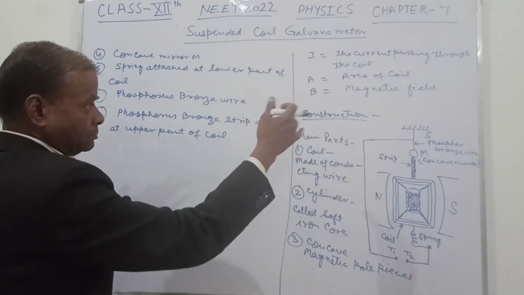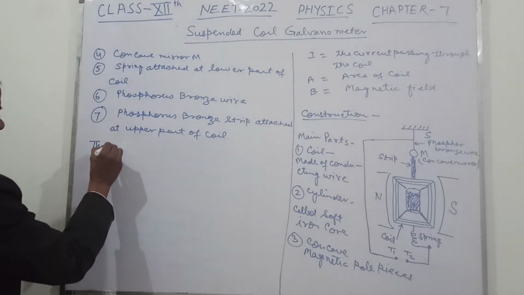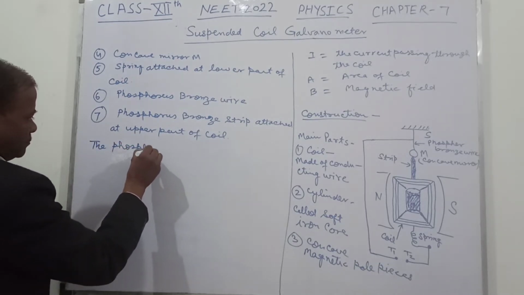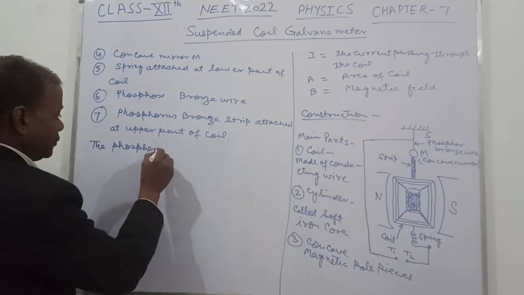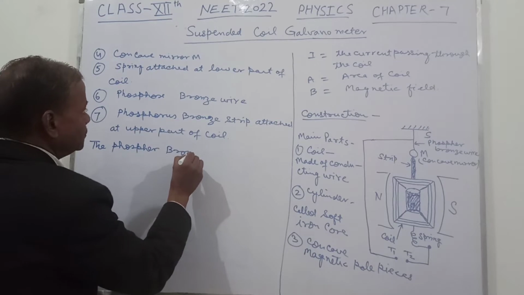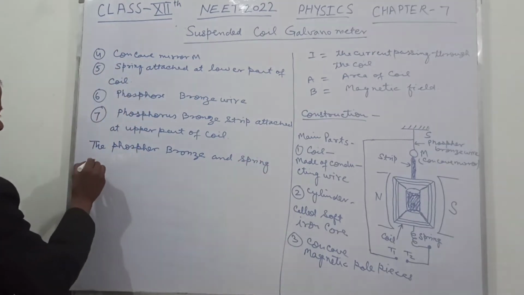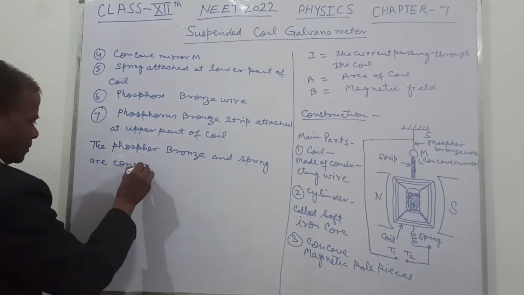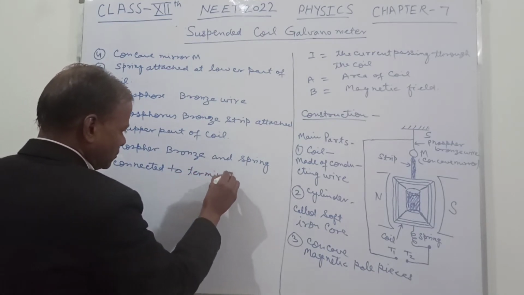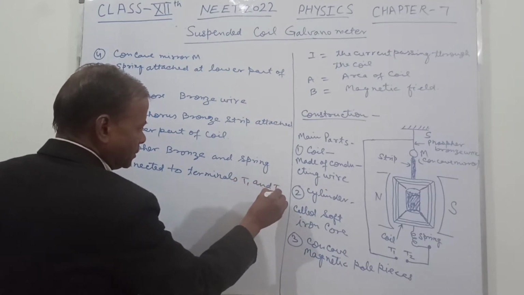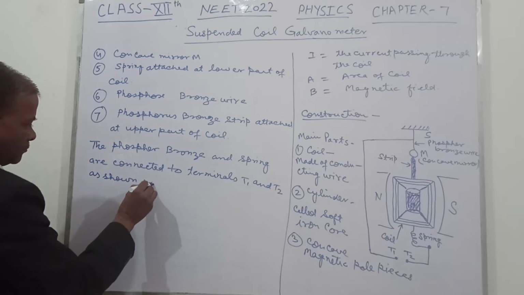And this whole arrangement, the phosphor bronze wire and a spring, are connected to terminals T1 and T2 as shown in the figure.